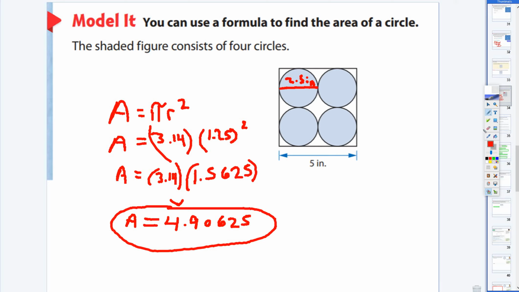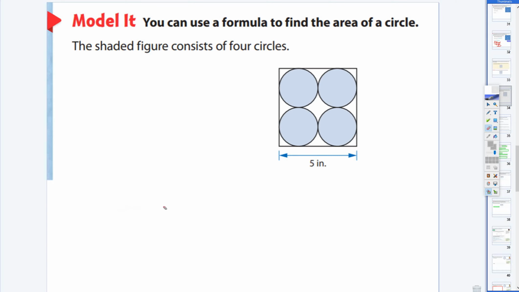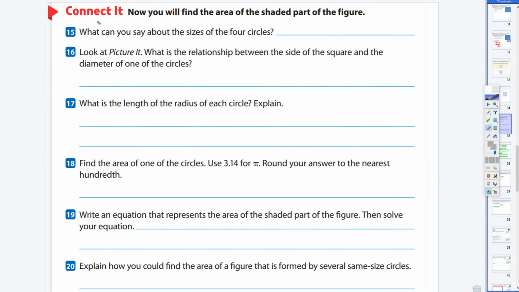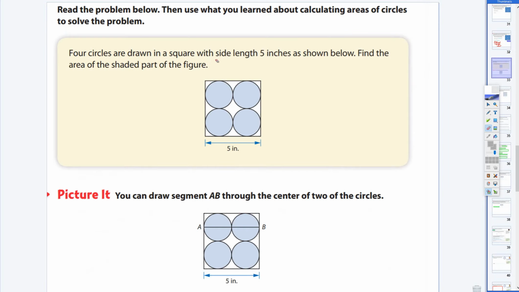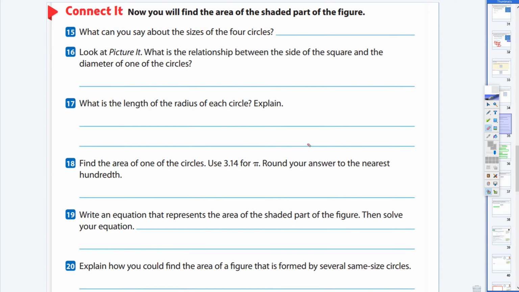So the next page, there's going to be some questions that will help you. If you need to go back to this page, that's no problem at all. Okay? Let's connect it all. Now you will find the area of the shaded part of the figure. Remember, the question is asking, find the area of only the shaded part. And I did one of them. Okay, so let's look at this.